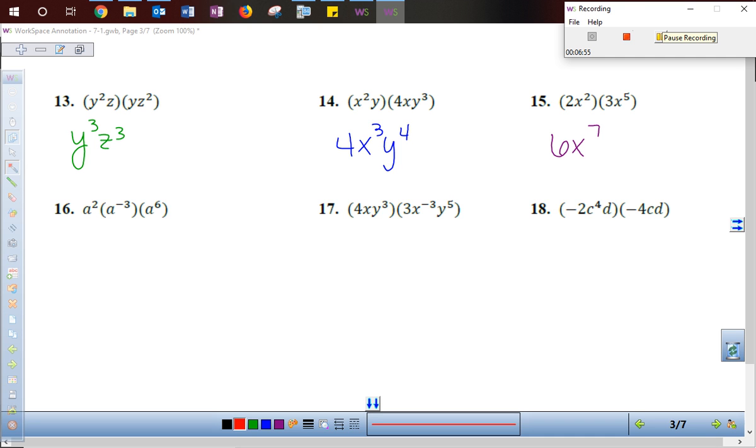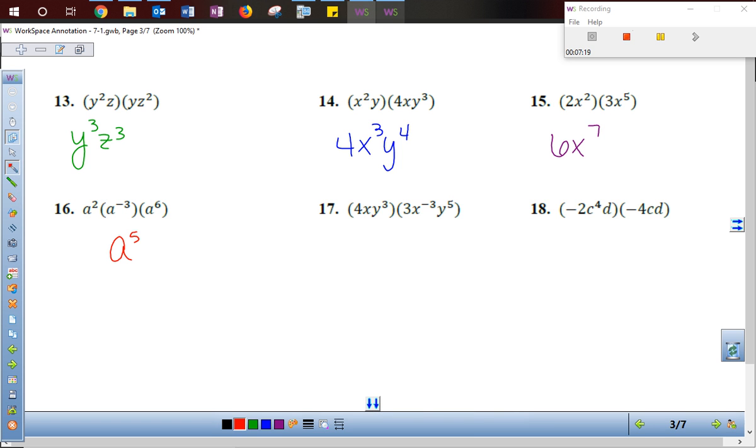So hopefully on number 13 you got y to the 3rd, z to the 3rd. On 14 you got 4x to the 3rd, y to the 4th. And on 15 you got 6x to the 7th. Now on number 16, we're going to take these three terms and multiply them together. They all have the same base, so I can just add those exponents quick. 2 plus negative 3 is negative 1, plus 6 is 5, so I have a to the 5th.